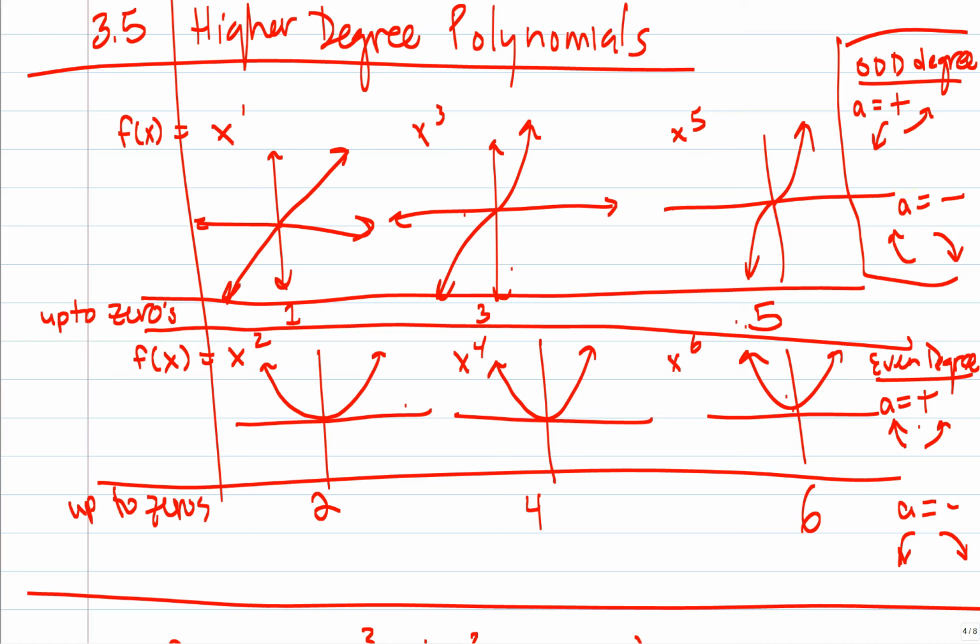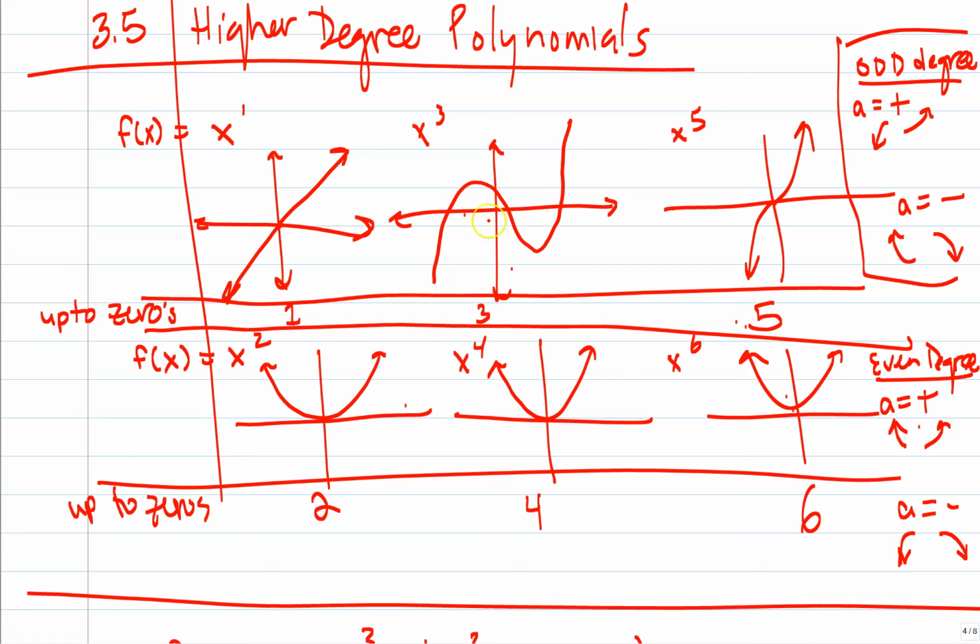Up to how many zeros? Well, the beauty of this is, if I have x to the first, the highest degree tells me how many zeros there can be. X to the first only has one zero. X to the third has up to three zeros. This looks like only one, but keep in mind, x to the third could also look like this. I'm going to talk about that later.